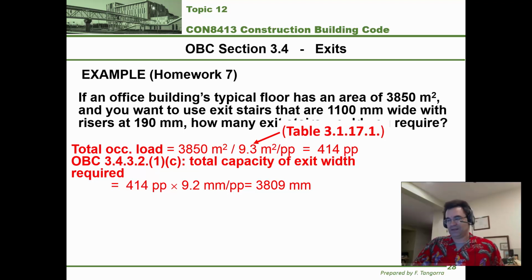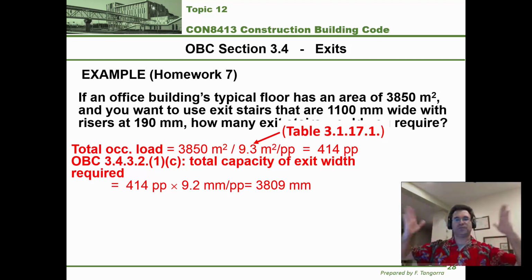So then, based on this number of people, we already know what the minimum geometric width is going to be, but what is the minimum width for all exits? All exits based on the occupant load. That comes from clause 3.4.3.2.1c. So that's 9.2 millimeters per person. Because we're expecting this whole floor to have 414 people, I multiplied the two to give me 3,809 millimeters. Okay? So this is the width of all the exits together.